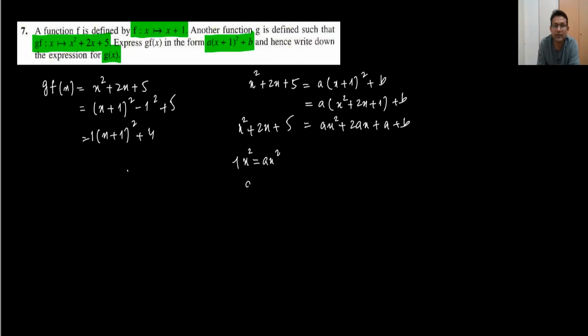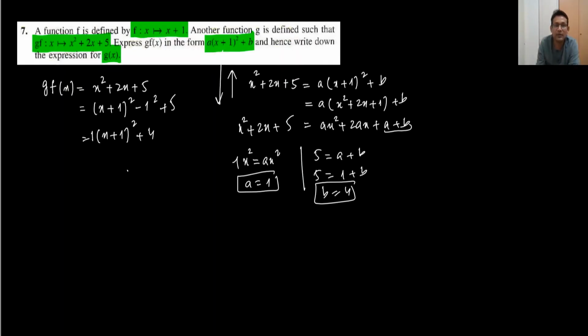This is 1, so a is coming 1. We got the value of a is 1. Okay, now we need to find the value of b. So a plus b equals 5. Directly we can write, because the constant terms are there, and a is 1, so b is coming 4. So now I just need to put the value here in this equation.